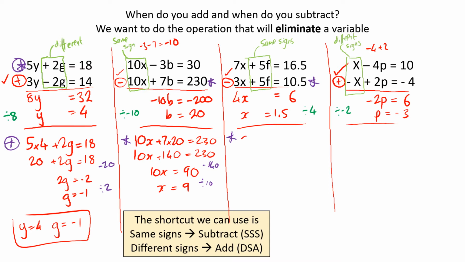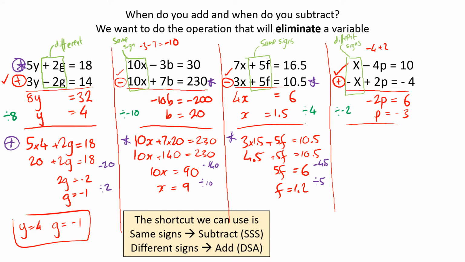This is going to give us 3 times 1.5 plus 5f equals 10.5. That's 4.5 plus 5f equals 10.5. Subtract that 4.5, so we'll end up with 5f is 6, and then divide by 5, and we'll end up with f is 1.2. You probably want to be using a calculator at that stage, but you know, up to you. It's not impossible. You can have decimals. Decimals is a thing that can happen. That's absolutely fine. And then we've got different signs here.